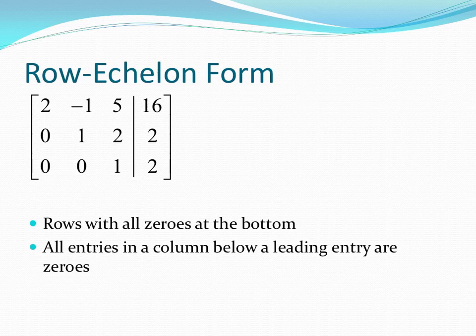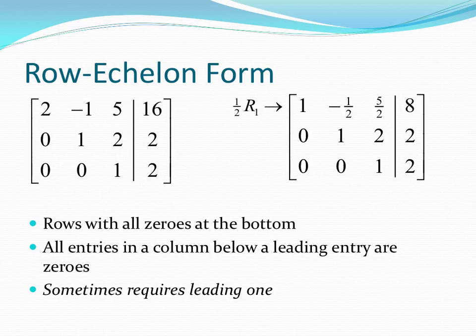Row echelon form is defined by 2 main criteria. One is that any row that has entirely zeros would be at the bottom. We don't have one of those in this particular matrix. And that all entries in a column below a leading entry are zeros. So the leading coefficient in the first equation is 2. All entries below that are 0. The leading coefficient in the second equation is 1. All entries below that are 0.